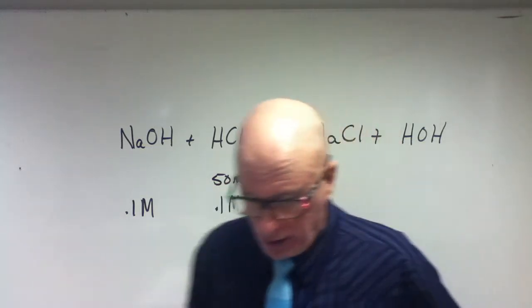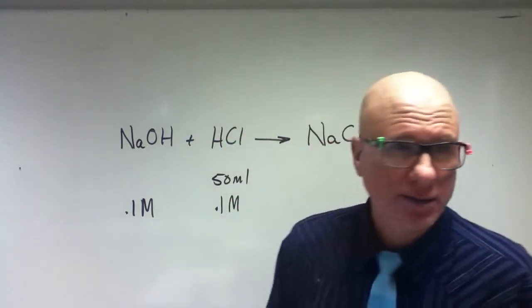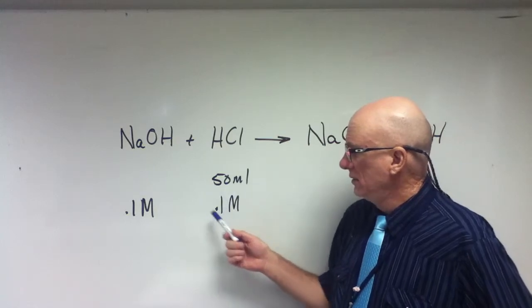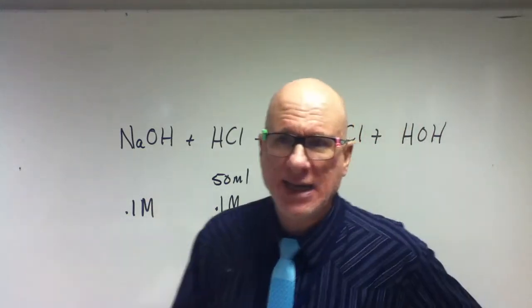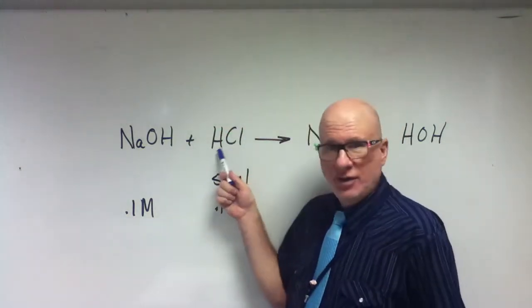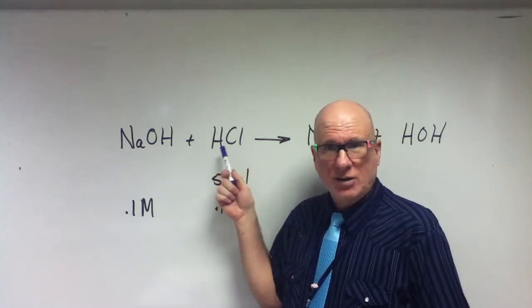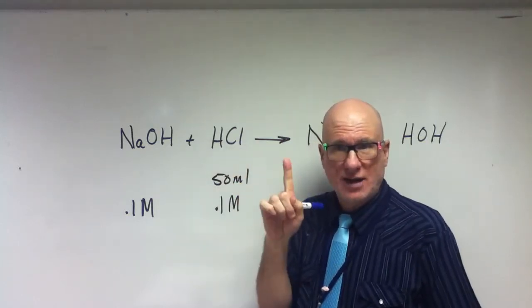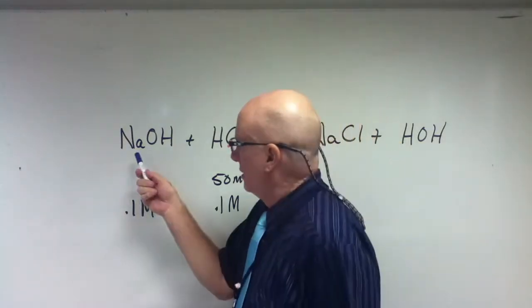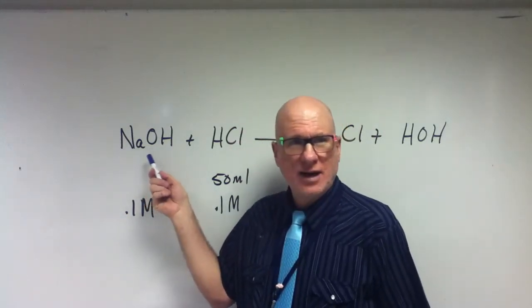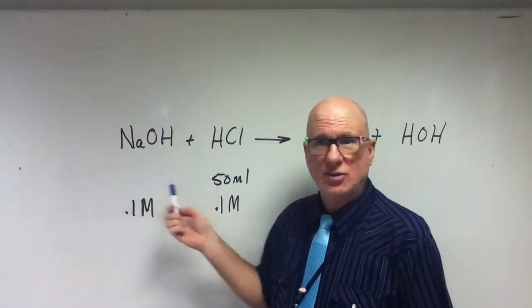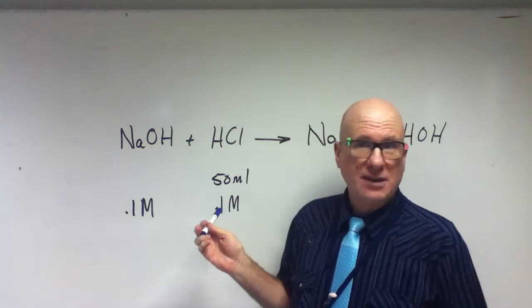Okay, well, we could use our intuition and say, if this is 50 of 0.1, we're going to need 50 of 0.1. Now you might say to yourself, is that going to do it? Well, it might. For every particle of HCl, I only have one H, right? It's not like H2SO4. You get it? And for every particle of NaOH, I only have one hydroxide. So I'm probably going to need 50 milliliters, right?